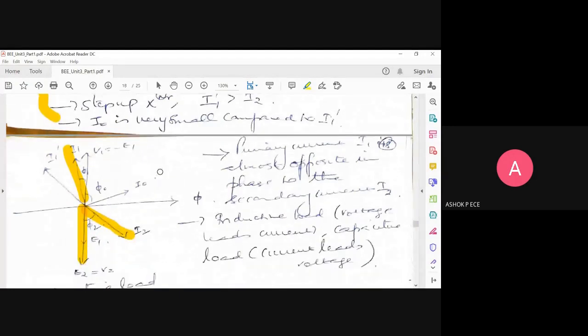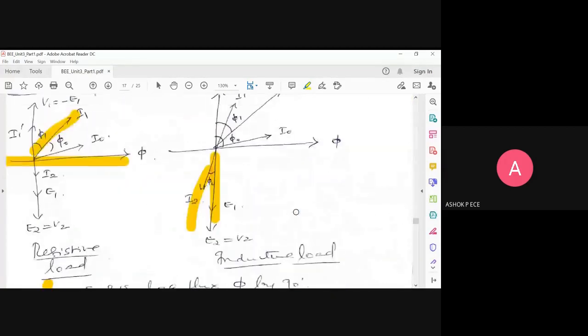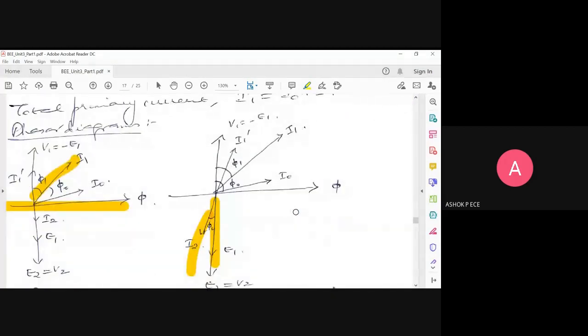I0 is your no load current and I1 is your final primary current, and I1 dash is because of your load. We are drawing this based on an inductive load, which means voltage is leading the current. Capacitive load means current is going to lead your voltage. That's all. Any doubt in drawing the phasor diagram, you can ask me.